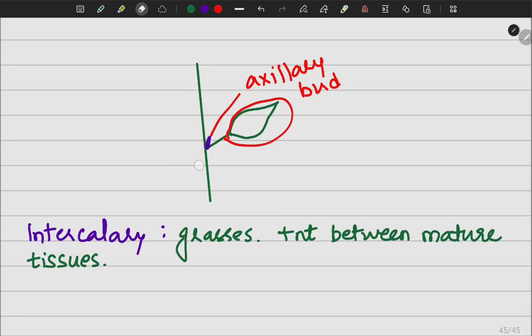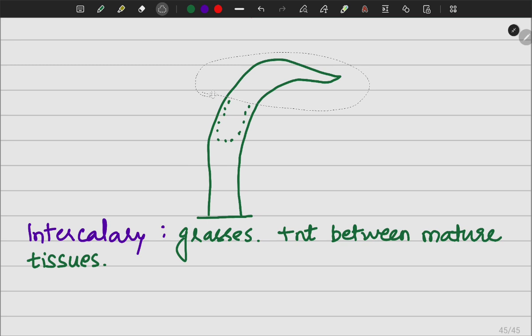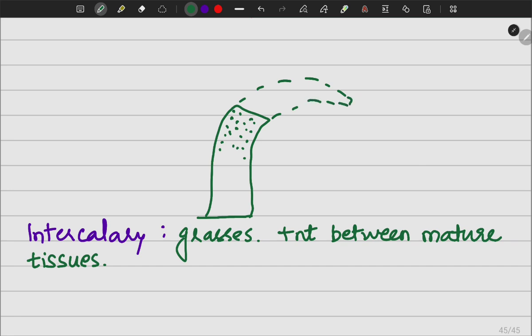So if this is a grass, then these intercalary meristems will be present, and when any herbivore grazes on this grass, the grass will lose a portion. Let me draw it again. So suppose a herbivore has eaten this half portion of the grass. Now only this portion is left. So what happens, these intercalary meristems will actively divide and they will form the missing portion. They will regenerate the missing portion. So that is the main function of this intercalary meristem.